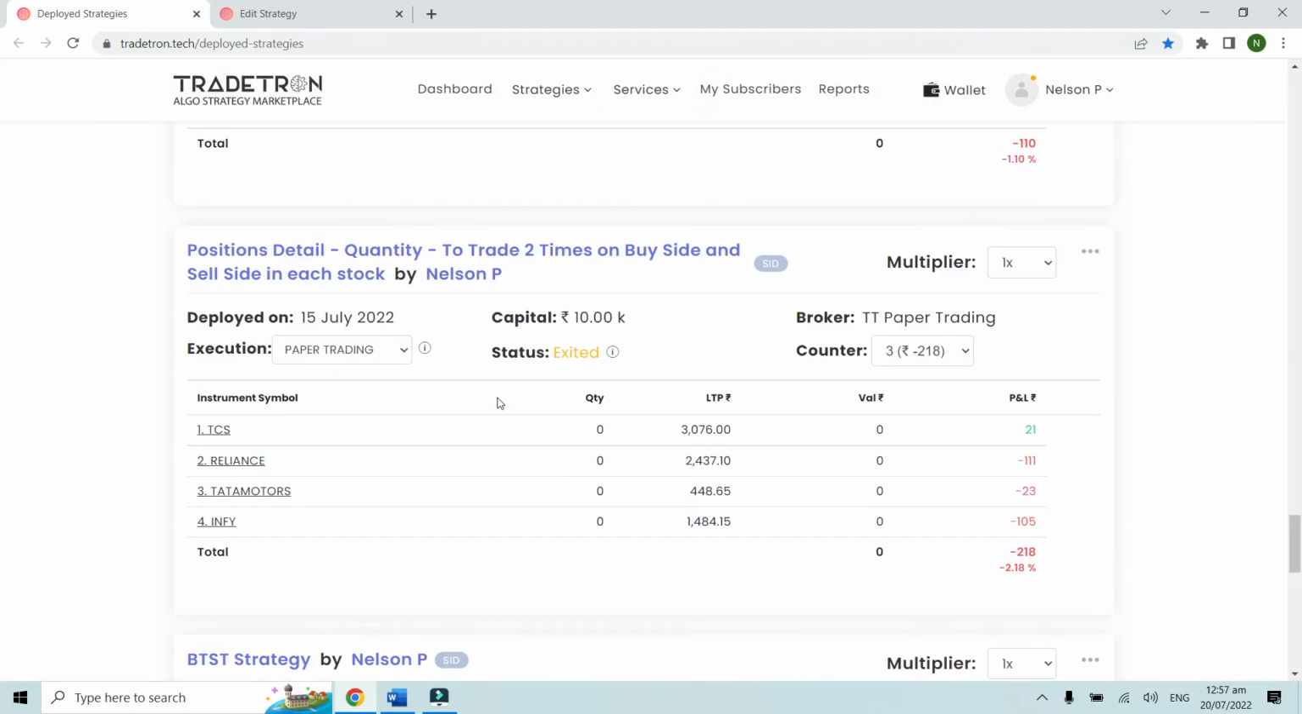So this is how you can build the condition for entering 2 times when you're using quantity in your positions in your strategy. I hope this was useful. Thank you.